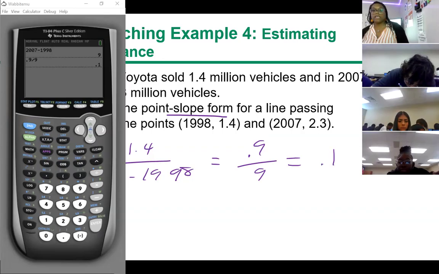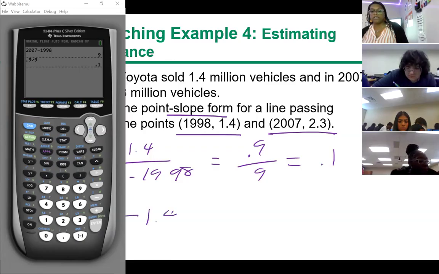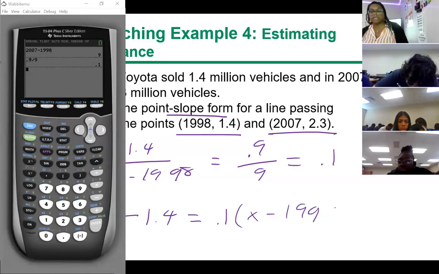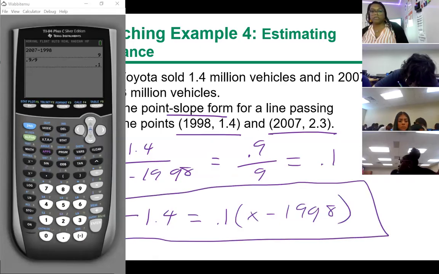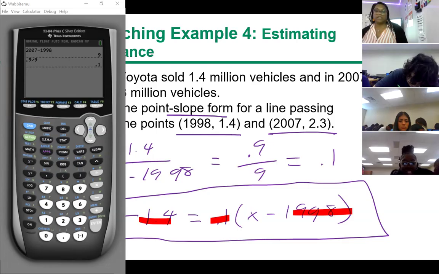So therefore, when you're writing it in point slope form, again, you can choose either one of these points for your point slope. I'm just going to choose the first one. So y minus 1 4/10 equals 1/10 times x minus 1998. And that is your point slope form. Again, you know it's in point slope form because you're using your slope and given points. Don't know why it came out in red. We're just going to roll with it for right now.